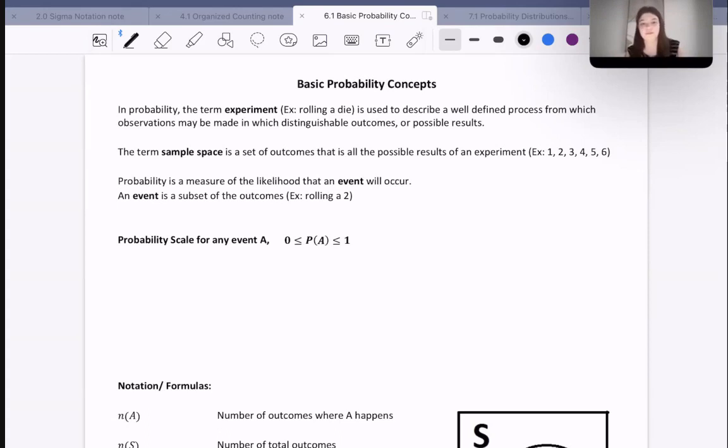So long story short, an experiment is what we do. The sample space is all the possible outcomes or results that could happen from the experiment. And the event is basically what we're measuring, right? What the probability is actually measuring: what is the likelihood that something specific, the event, will actually occur.